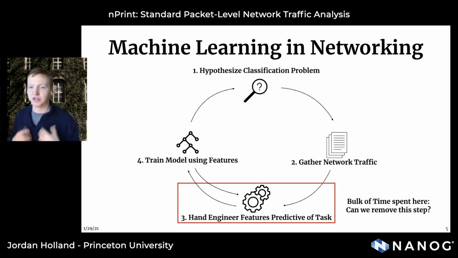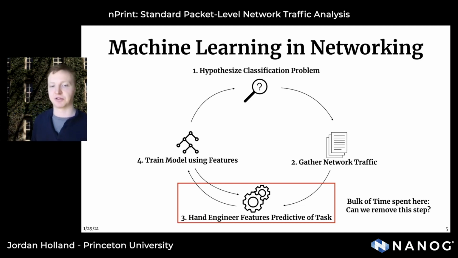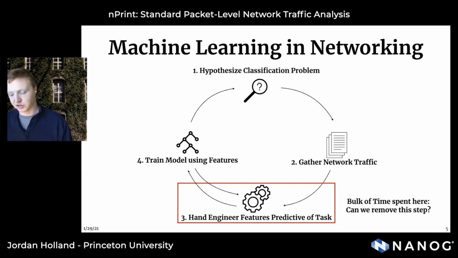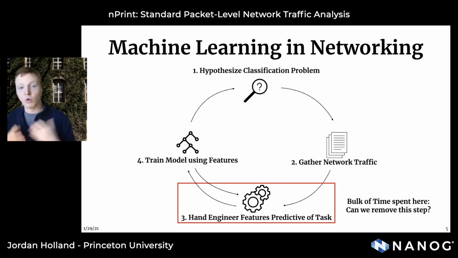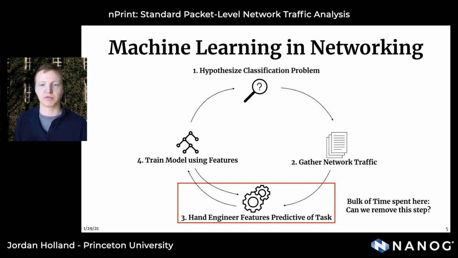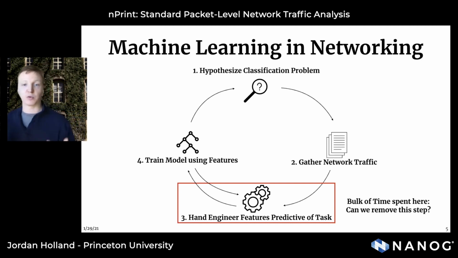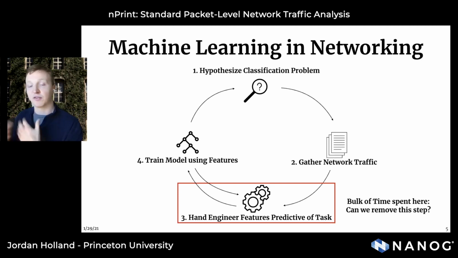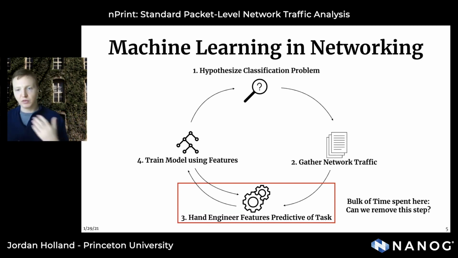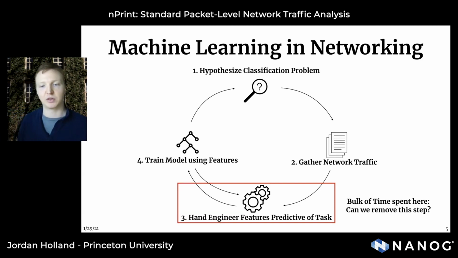What we noticed was that the bulk of the time was spent extracting these features that are hopefully predictive of the task. It takes domain expertise and a ton of iterations to figure out what parts of network packets are important for active device fingerprinting. And then when we move to another problem, we have to reinvent the wheel and say, okay, these parts of the packets were important for device fingerprinting, but now we need entirely new features for identifying applications. So this step takes the bulk of the time, and we have to redo it every time we want to solve a new problem.